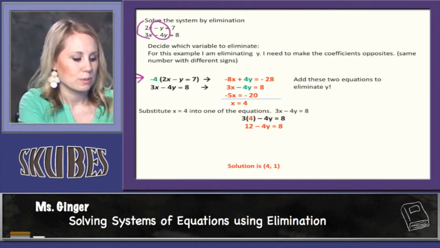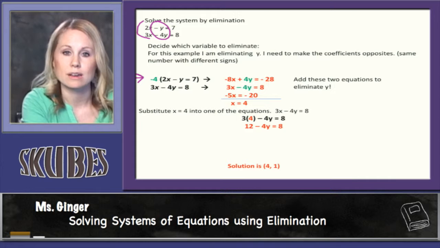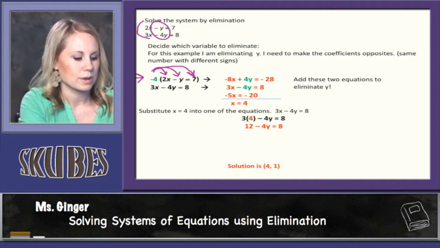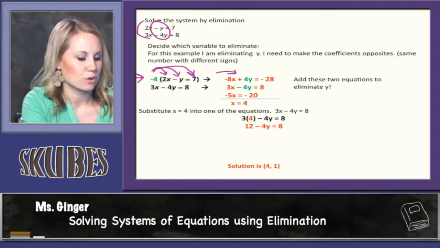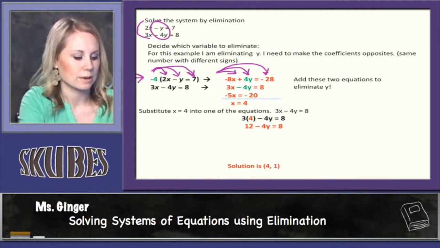And I have also just rewritten the whole entire equation beside that -4 because if you're going to do this multiplication on one term, you have to do it to every term in your equation. So we're going to make a brand new equation here after we've multiplied this -4 by every term. And that's what we have here. We have -4 times 2x gives me -8x. -4 times -y gives me that positive 4y that we wanted. And then -4 times positive 7 gives me -28.